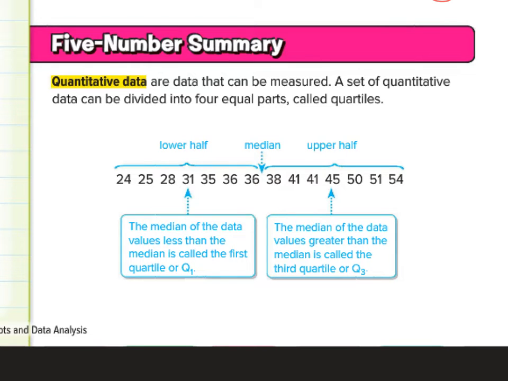The median of the data values less than the median is called the first quartile, or quarter one. So the median of the data of the lower half, right here, the median is the middle number. This is going to separate it into quarters. So this is quarter one, quarter two, quarter three, quarter four. The median of the data values greater than the median is called the third quartile. So you have the first quartile, the median, which is the half, the third quartile, or quarter three, and then your full range, or highest value.